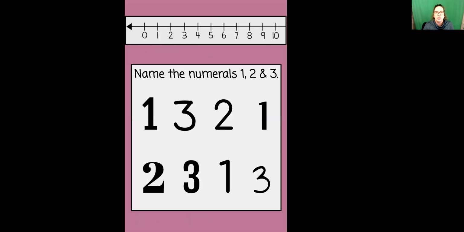Now we're going to do a little activity where I put a magnifying glass over a number. When I put the magnifying glass over the number, you're going to say the name of that number. The only numbers in here are 1, 2, and 3. Let's begin. 1. What number is that? 3. 2. 1. 2. 3. 1. And the last number is 3.